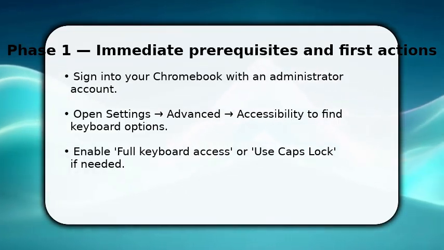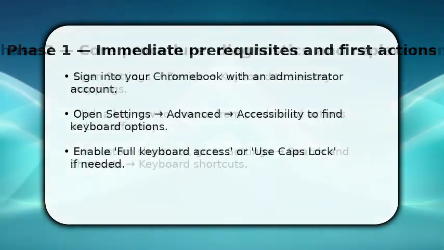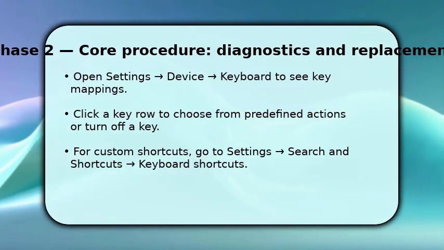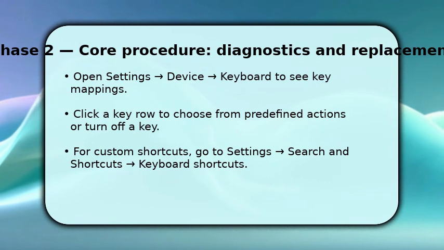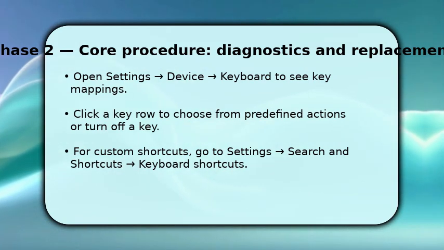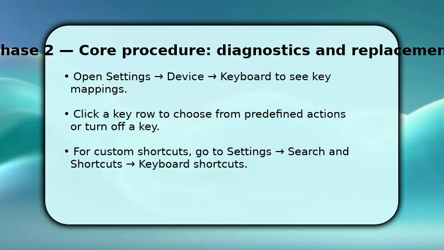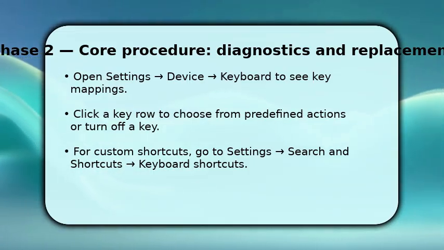With those prerequisites complete, move to the Keyboard Customization panel to reassign keys. Now you're in Device, right arrow, Keyboard, where the Chromebook lists top row and modifier keys. Click a key's drop-down to map it to Escape, Back, or Launcher. This is faster than extensions. For precision, use Search and Shortcuts, then keyboard shortcuts to create or edit app-specific combos. If you need function keys, toggle the top row behavior.